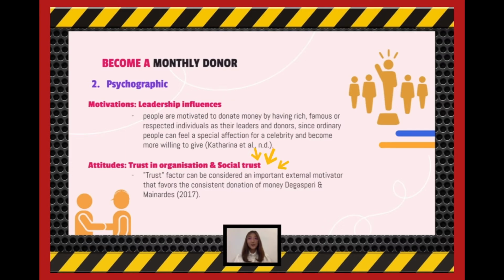An attitude of trust can be generated in donors by the level of credibility of the organization, possibly by the way it works its image before society, including by means of its leadership. According to D'Agasperi and Menendez 2017 study, it concluded that in addition to trust in the organization, individuals need to have social trust, as if it were a broader level of trust that involved the process of accreditation of society toward their own country. In this regard, trust factor can be considered an important external factor that favors the consistent donation of money.